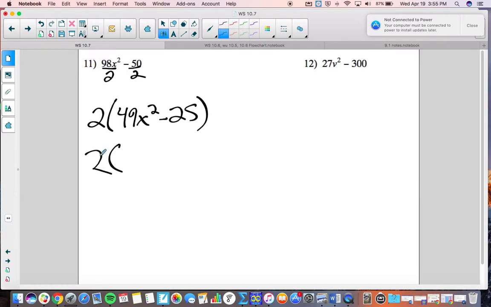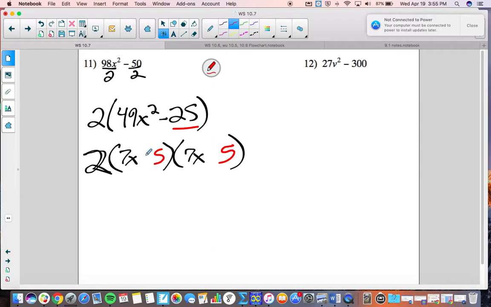So I can square root both of those new terms in the binomial. The square root of 49x squared is 7x. The square root of 25 is 5. But then we add and subtract those. I'll be a rebel here. I'll put a minus sign there and a plus sign there. When you multiply or FOIL this back together, you get 49x squared minus 25.